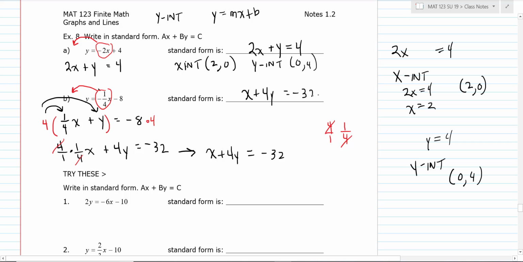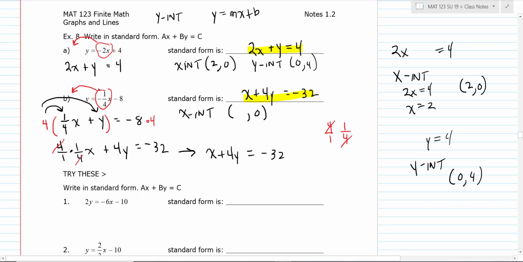All right, so that's it. That would be the standard form on that particular problem. Now what you want to do is learn how to find the x-intercept in your head when it's in standard form. So what we're doing is y becomes 0.